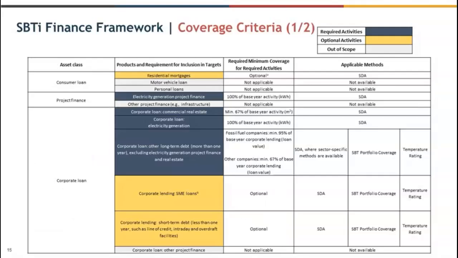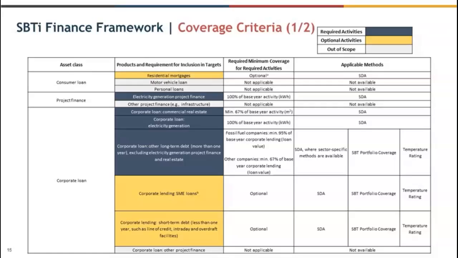A key area of the criteria is the coverage requirements. Within this process, we considered sector requirements and emission materiality or hotspot requirements. After deliberation within the initiative and conversation with numerous financial institutions and their stakeholders, we've come to this current table, which is our activity-based approach, which breaks out the financial products or activities per asset class and then specifies the coverage requirement for a financial institution that's setting a target.